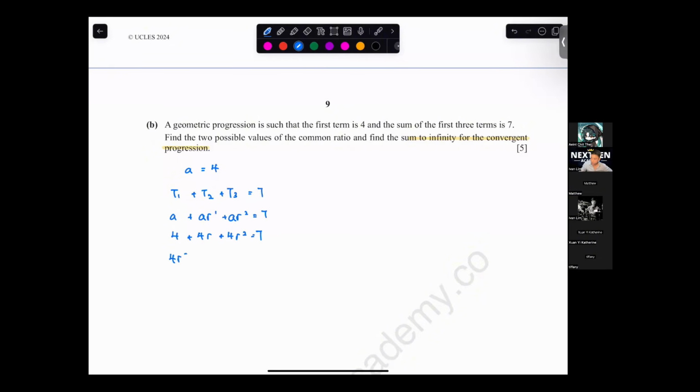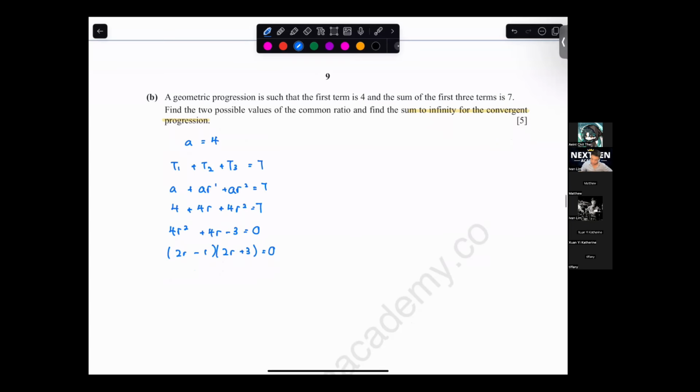Go and solve this quadratic equation. 4r squared plus 4r minus 3 equals 0. (2r minus 1)(2r plus 3) equals 0. Solve this, r equals 1 over 2, r equals negative 3 over 2. Okay, so we got these two possible values. Did it work for the normal sum formula? I think can, but might need to simplify a bit more. So I think this way is easier. I just straight away did this method.